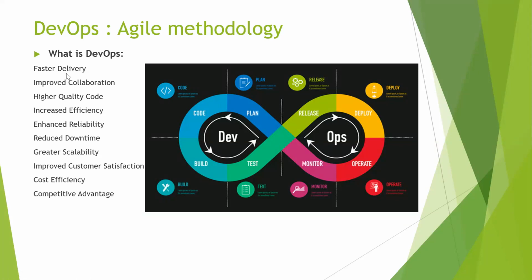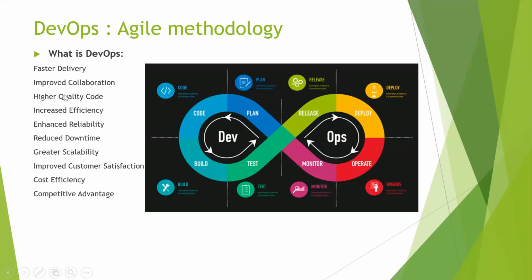We have faster delivery, which means that, due to DevOps, the whole process is accelerated, so it provides faster delivery. And improved collaboration means it improves the collaboration between two teams. It will not be isolated, as in the older methodology, where the teams were isolated and there was no communication between them. Due to the lack of communication, many errors occurred between the phases. But with DevOps there is transparency, so collaboration is improved, and there are fewer chances of issues and errors.